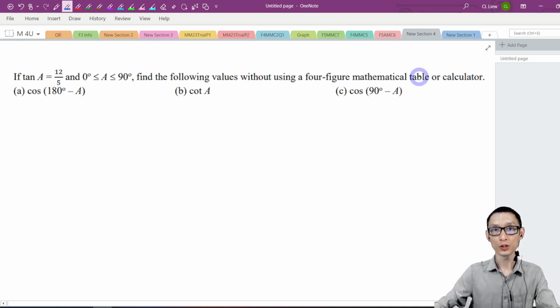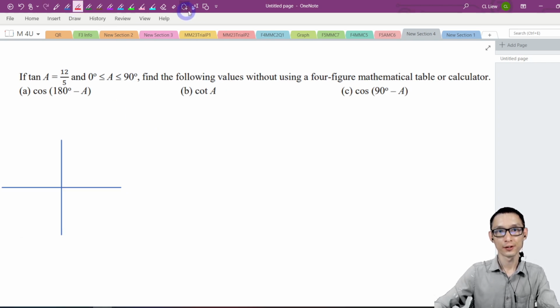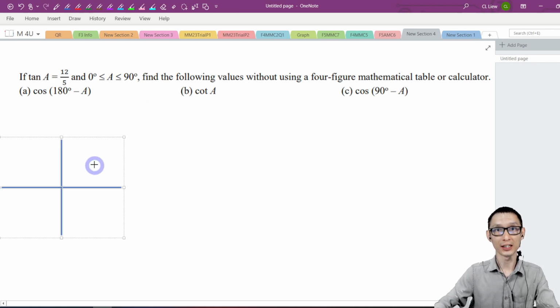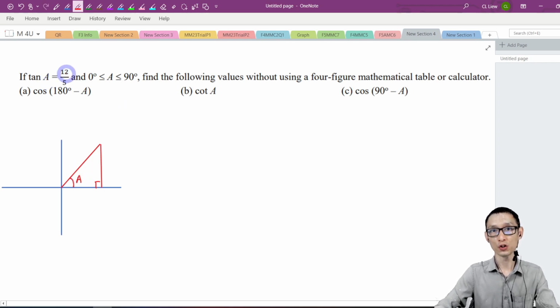Okay, for this type of question, we need a sketch diagram first to help us visualize the whole situation. The question tells us that A is from 0 degrees to 90 degrees, so I know that this angle is in the first quadrant. So I'm going to draw a right angle triangle over here in the first quadrant. This is angle A. Given by the question, tangent A is equal to 12 over 5.